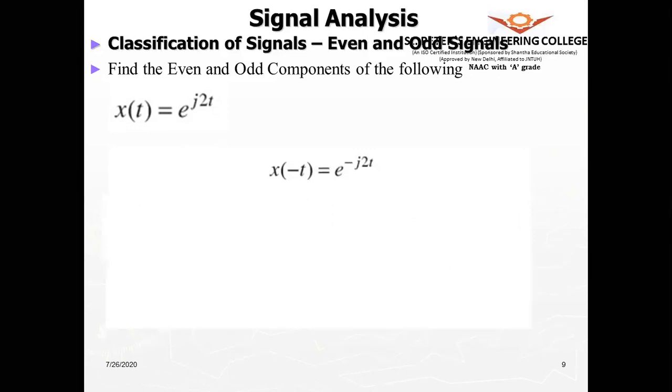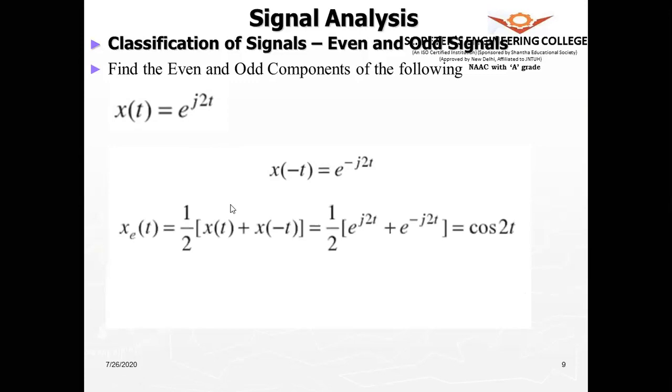What is x of minus t? You go to the function and replace t with minus t. So therefore, x of minus t will become equal to e to the power of minus j 2t. So what is xe of t? It is half of x of t plus x of minus t. So when you add these two, e to the power of j theta plus e to the power of minus j theta divided by 2 is, by Euler's form, cos theta. So therefore, this is cos 2t.